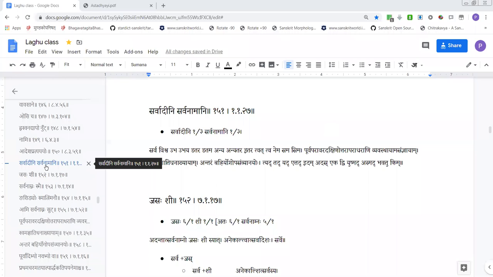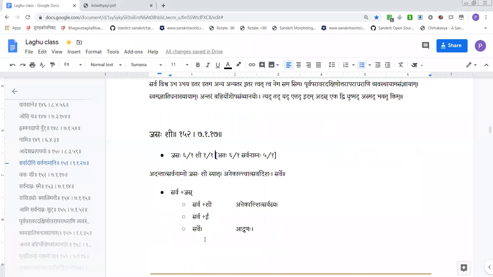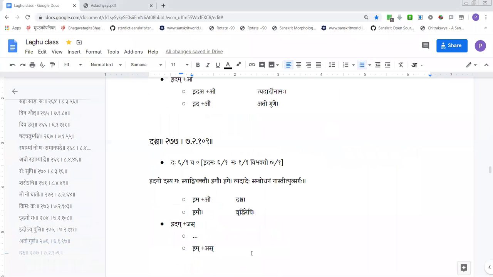Sarvadini sarvanamani, and then jasasya shi is what? Jasah shi, sarvanamnah. So jasah shi, not jasasoh shi. Only for jas you will get shi adesha. Sarva plus shi, we had got sarve. Similarly here idam plus jas, and what will apply here now? It will have already applied, but to recall, sarvadini sarvanamani, then this idam plus jas will become idam plus shi.